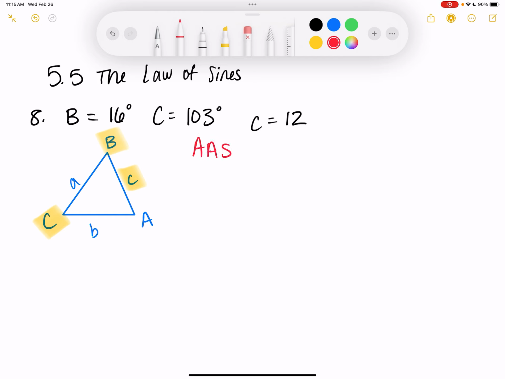So how many triangles are there if it's angle, angle, side? Yep, just one. So the only time we can have none or more than one, so 2, is if it is side, side, angle. That's the only time we can have that.